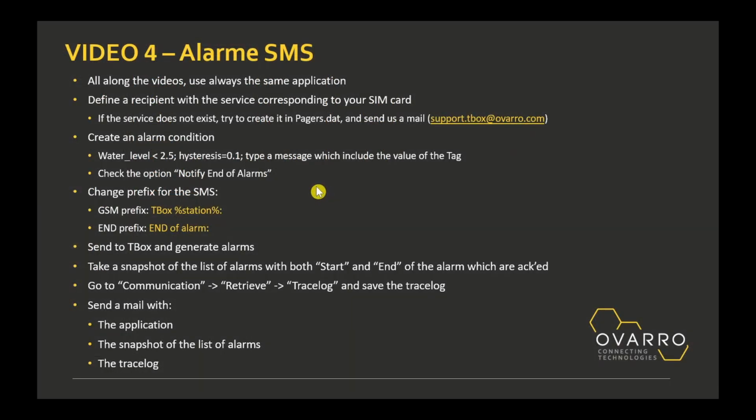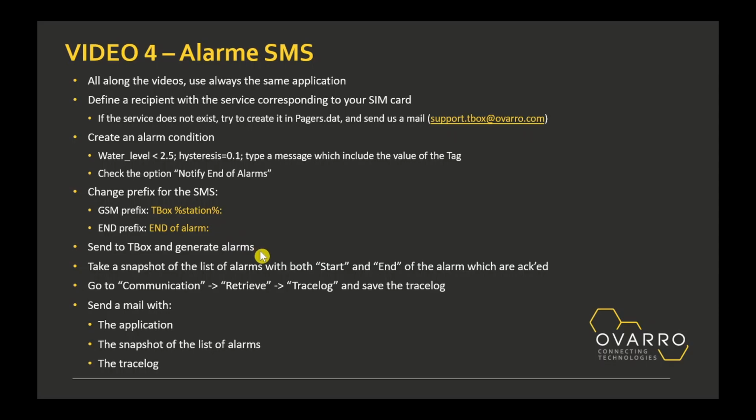The questions for this lesson. As a reminder, always use the same application. You define a recipient with a service corresponding to your SIM card. If the service does not exist, you can try to create it or just send us a mail. Create an alarm condition, as explained here, and check the option Notify End of Alarm. Change the prefix for SMS in RTU Properties Advanced Alarms, as mentioned here.